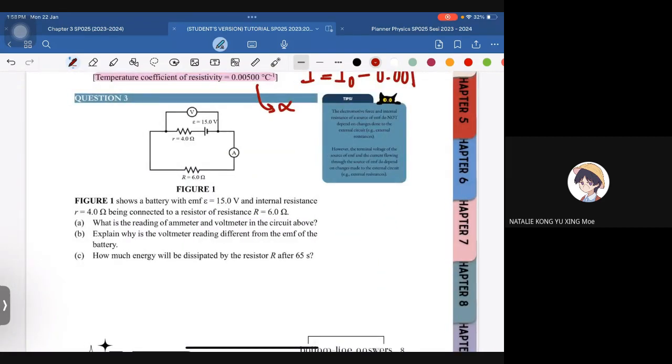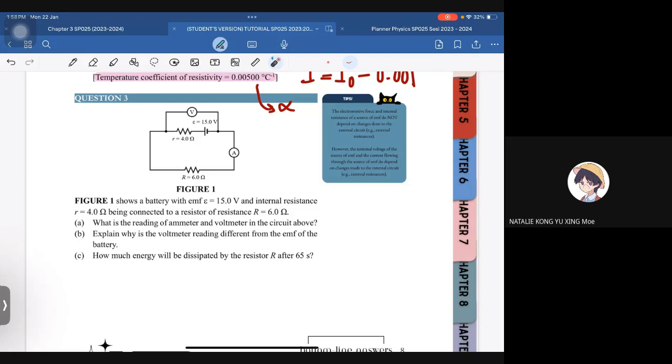Okay, soalan 3. This is a battery lah. So, sekarang ni dia bagi kita EMF, lepas tu internal resistance, lepas tu connected to a resistor of resistance 6 ohm lah. Okay, kalau dia bagi lowercase, uppercase ni kamu sendiri faham-faham lah mana satu internal, mana satu external.